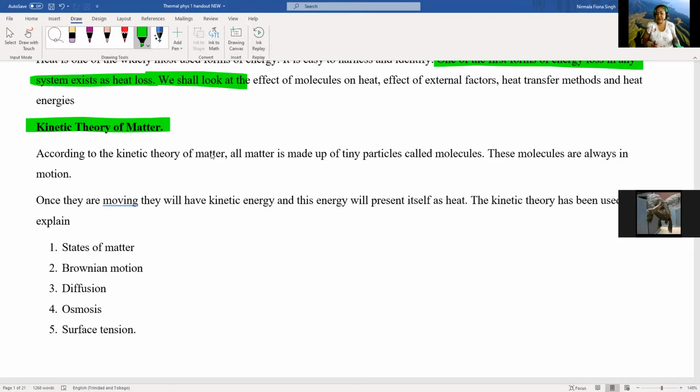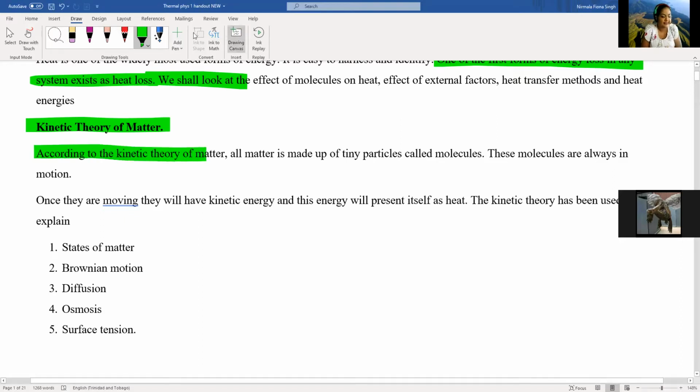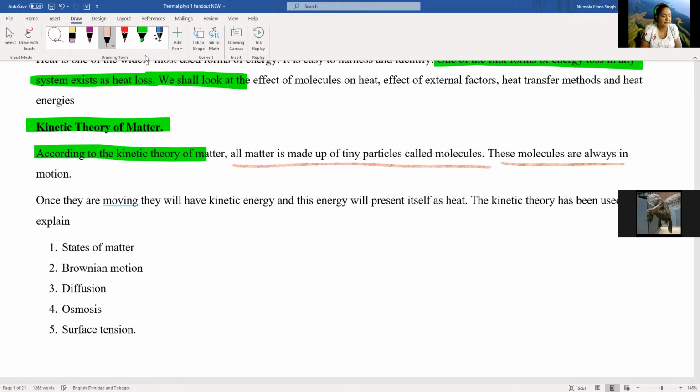It was a really, really big topic because they understood that the source of heat came from atoms, way down in the atom and how atoms behave. And we saw that, right? So according to the kinetic theory of matter, guys: all matter is made up of tiny particles called molecules, and these molecules are always in motion. So this is our kinetic theory of matter.